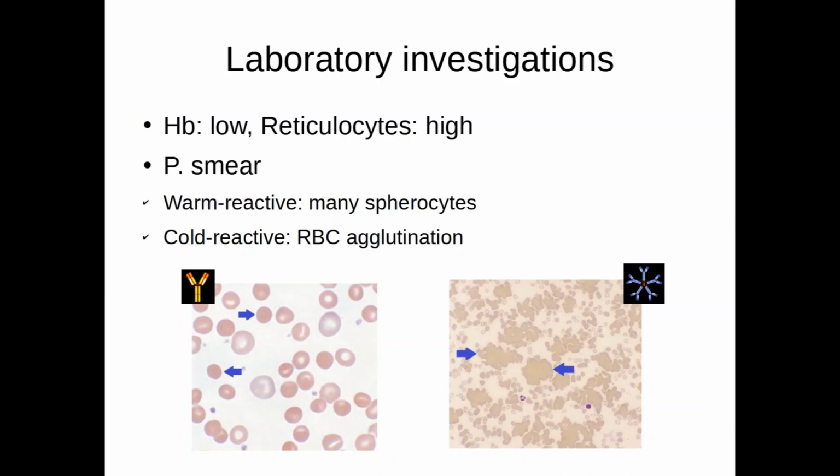Whereas in cold type of AIHA, what you see is RBC agglutination. Since IgM has a pentameric structure, a single antibody can bind to numerous RBCs. That is why they all get aggregated together to form an agglutination. Whereas IgG has a simple structure and one IgG can bind a single RBC. That is why agglutination is not much in warm type, whereas in cold type, agglutination is very prominent.